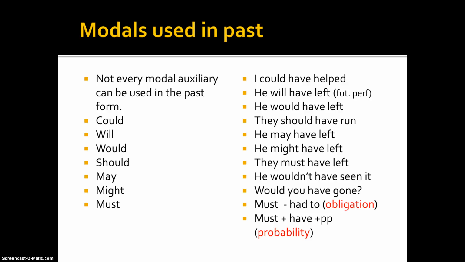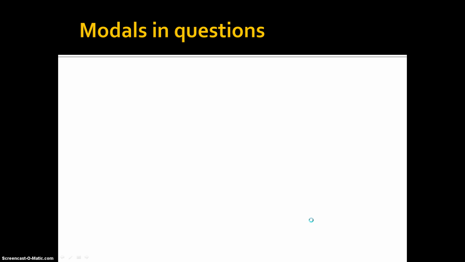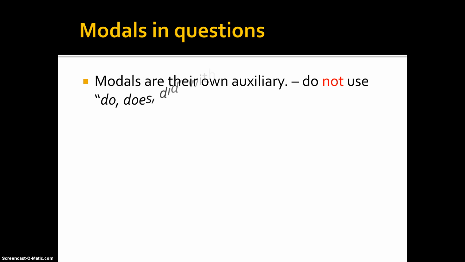In the question structure, I say, would you have gone? So here's my modal, my auxiliary, subject, verb. Or must, meaning had to. I had to leave, and he must have left already. It's expressing probability. When we make questions, the modal is its own auxiliary, so I do not have to use an extra do, does, or did.